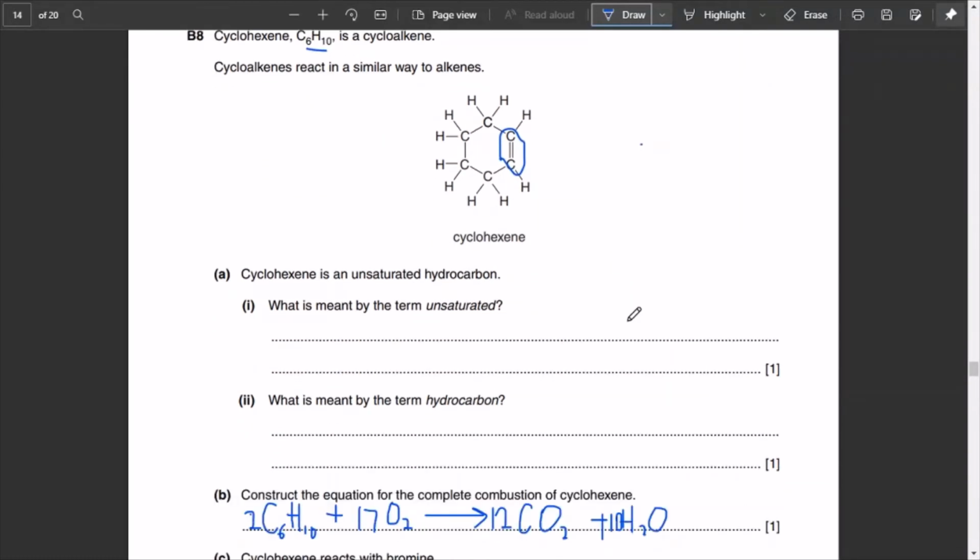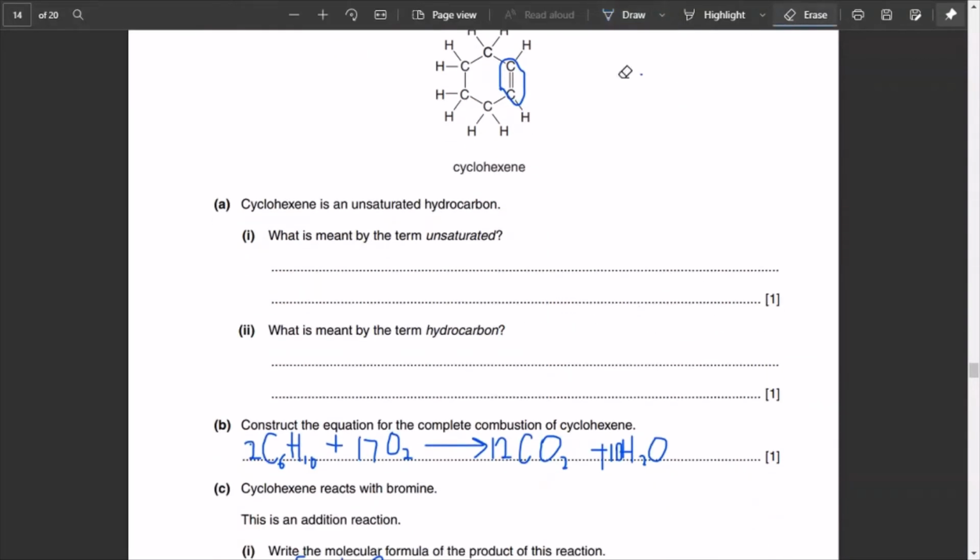Cyclohexene is an unsaturated hydrocarbon. What is meant by the term unsaturated? Unsaturated compounds are those which have a carbon-carbon double bond. Here we have a double carbon bond. This is a double carbon bond. So this is what we're talking about, and that is what makes it unsaturated. What is meant by the term hydrocarbon? Hydrocarbons are those compounds which have only carbon and hydrogen in them.